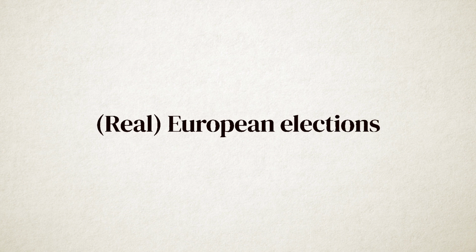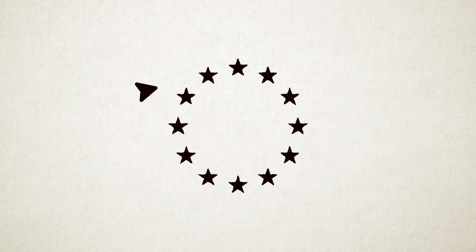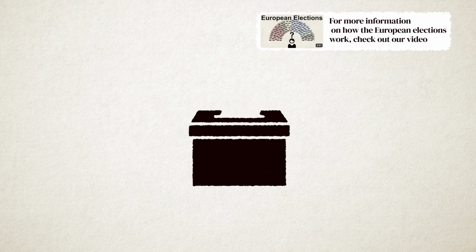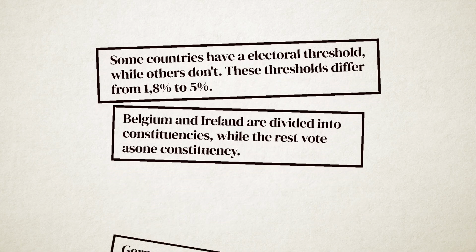Number 2. Real European elections. With European parties, we solve some of the current problems in the EU, but more is needed when it comes to us voting for our representation. What we need is real European elections. Currently, the rules and procedures differ greatly per country.